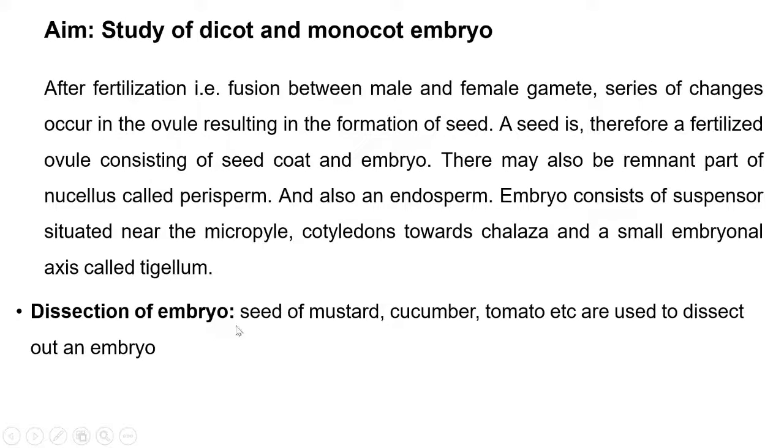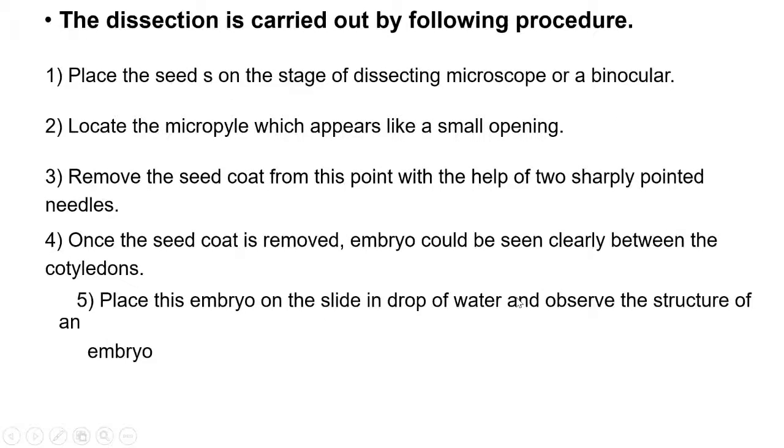cotyledons toward the chalaza, and a small embryonal axis called tigellum. Dissection of embryo: it requires mustard seeds or cucumber seeds or tomato seeds. They are commonly used for practical purposes to dissect the embryo. Now let's see the procedure of how to dissect. Place the seed on the stage of a dissecting microscope or under a binocular.